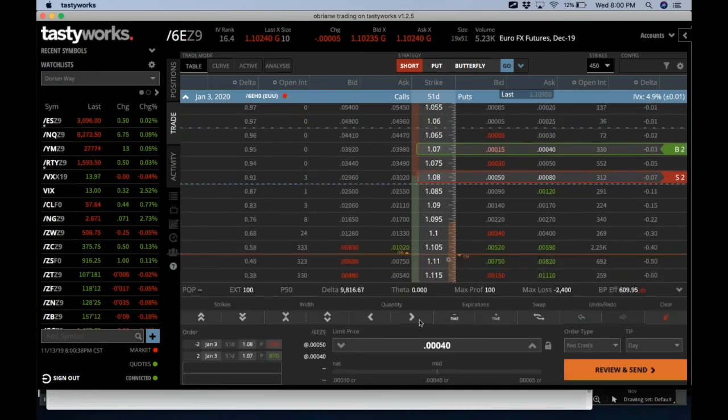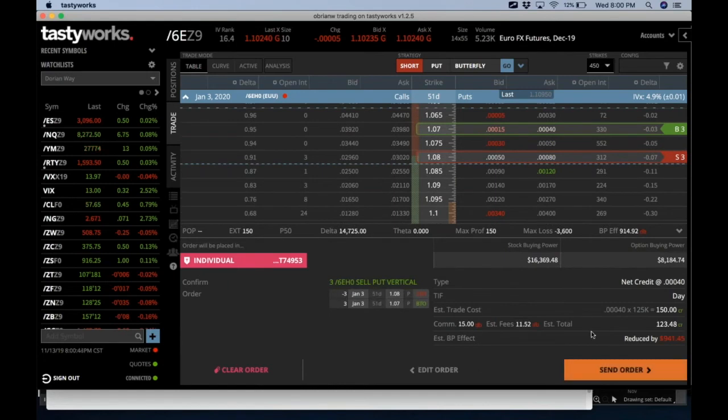So we would have to do 3. So we change this to 3 by clicking on the quantity, hit review. Now we have the 3, right? So we got 123 divided by 941. It's still a lot for this account. But it's 13% though. You could do this trade, theoretical max loss, even with 3 contracts, is still only 3,600. So I like this.